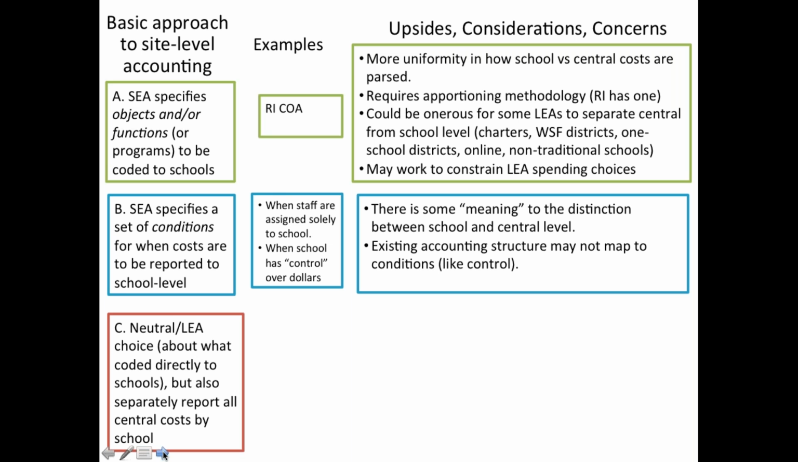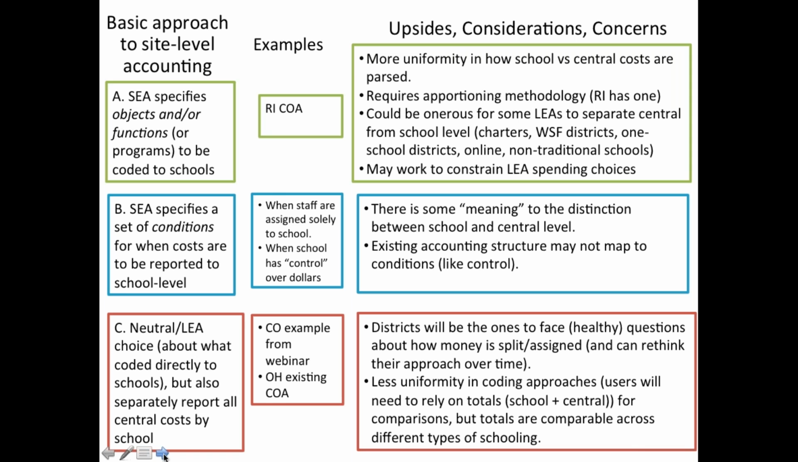The third model is that the SEA doesn't specify when something is school or central, but the LEA gets to. And then if the LEA does do that, the LEA just has to account for all its central money and list it separately so we can add for a grand total at the school level. We saw some examples in our previous webinars, a Colorado example, and the Ohio chart of accounts effectively, for the most part, works this way.